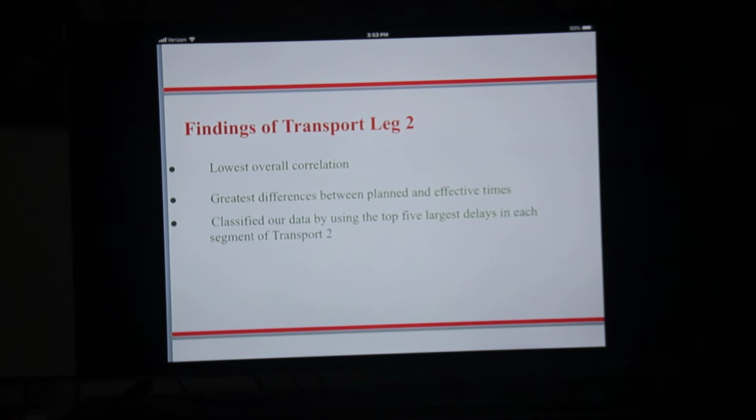Some of the findings that we were able to discover through our analysis was the correlation between incoming and outgoing legs overall, along with breaking down the legs to segments and finding the correlation of RCS, RCF, DEP, and DLV. We also found the differences among all four legs' planned and effective durations, along with using the top 5 largest delays in Transport 2 to classify the data.